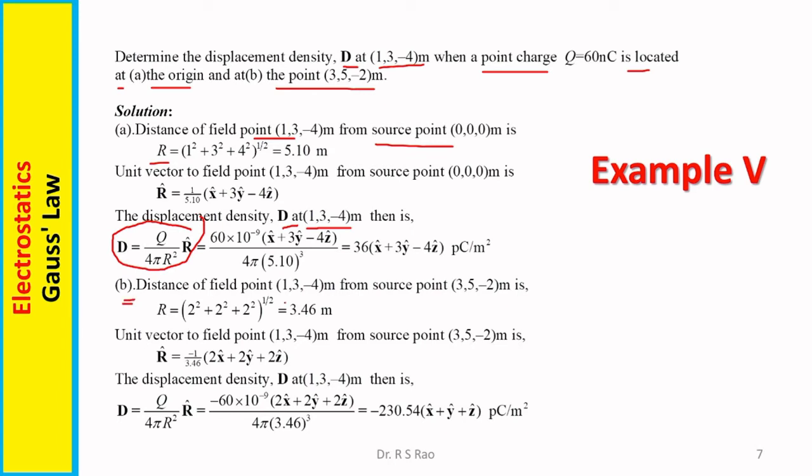B. Distance of the field point from the source point. Again, it is r. We can find it as we found in the previous part of this problem. It is 3.46 meters. The unit vector we can also compute in the same way. R cap is minus 1 by 3.46, 2x cap plus 2y cap plus 2z cap. Substitution results ultimately in D equal to minus 230.54 times x cap plus y cap plus z cap picocoulombs per meter square.